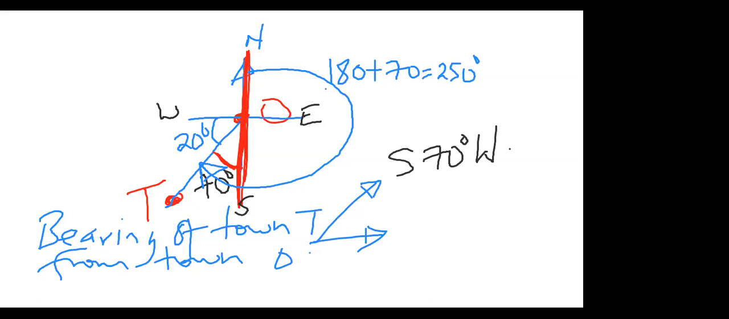So you can simply read our bearing using the 3 digits as 250 degrees as our bearing to that. So that is what we have.